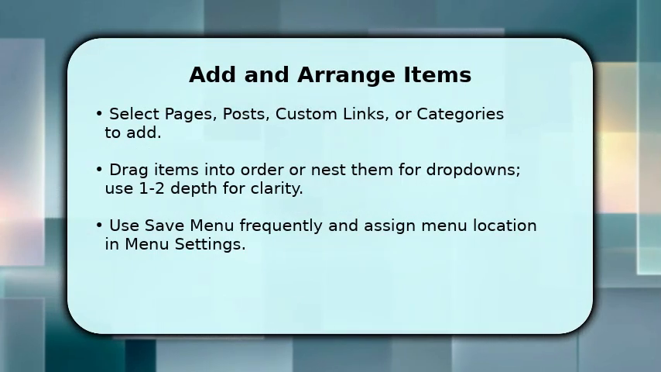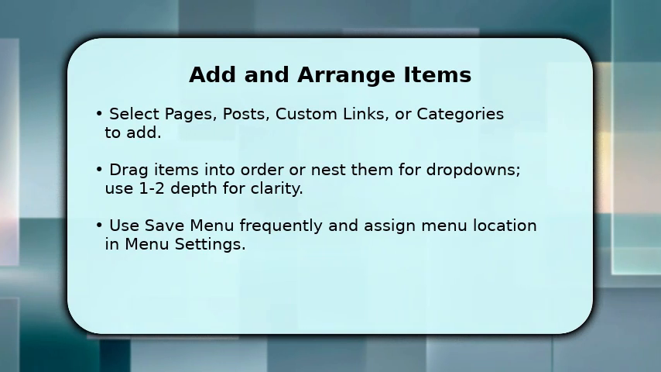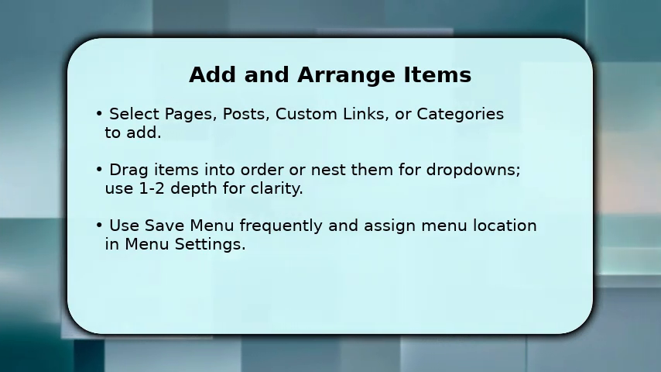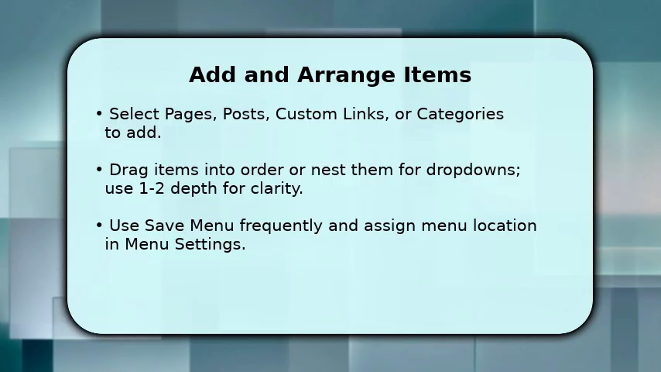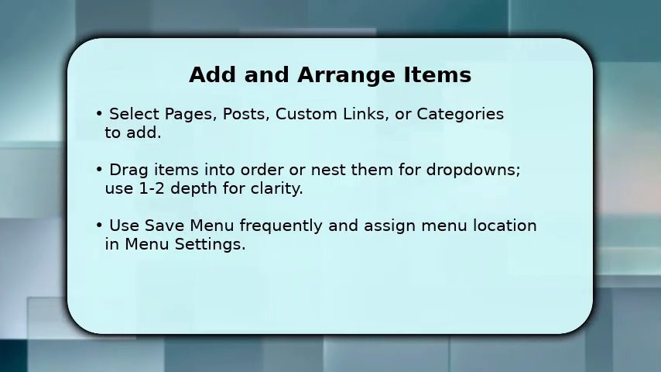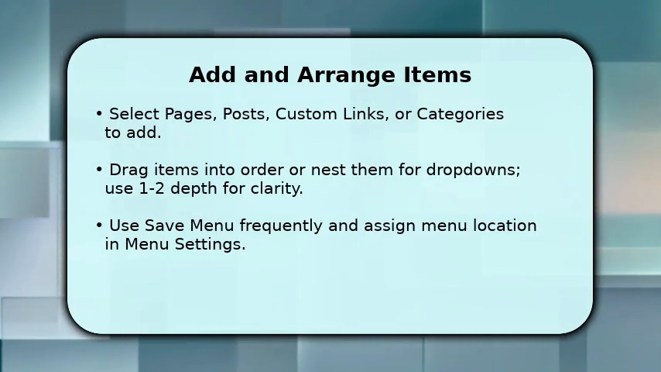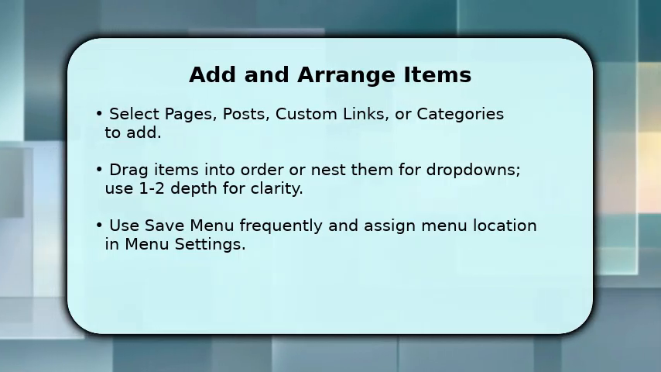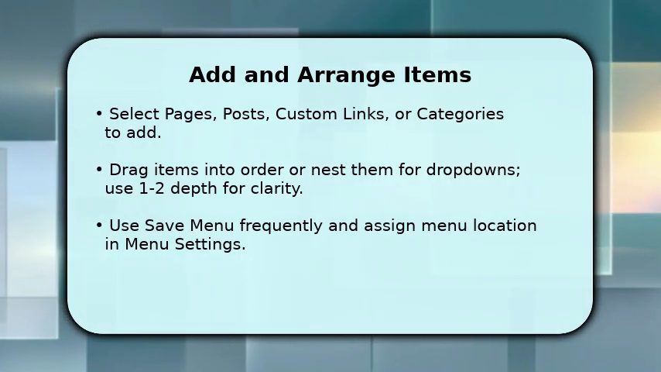Now you add the actual links. From the left column, select Pages, Posts, Custom Links, or Categories and check the items you want, then click Add to Menu. Once items appear, drag and drop to reorder or slightly indent to create nested drop-downs. Keep nesting shallow for usability.